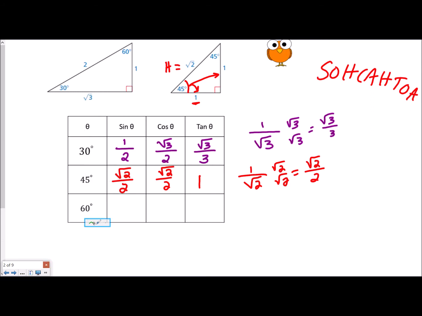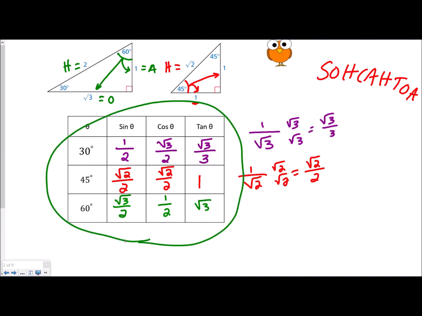Okay, 60 degrees now, going back to this guy. Now our opposite, though, is square root of 3. Adjacent is 1. Same hypotenuse, though. So sine this time is going to be square root of 3 over 2. Cosine is 1/2. And tangent is just square root of 3 over 1, which is actually just square root of 3. These values right here in this table, you're going to use again and again and again. You're going to see them over and over and over again.